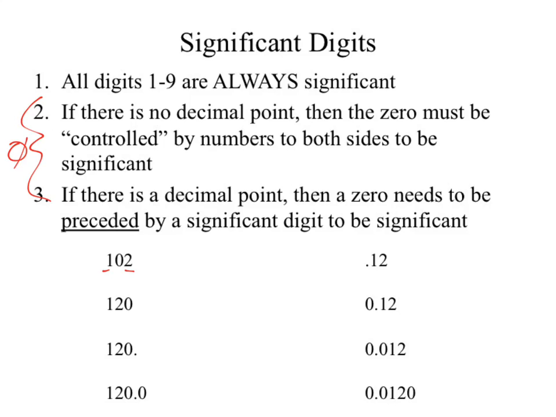As for the 0, how would we treat the 0? Well, we go back to our rules. If there is a decimal point, there isn't one. Or sorry, if there is no decimal point, there isn't one, so we're looking at rule number 2. Then the 0 must be controlled by numbers to either side. Well, we look to the 0 and look to the left. What do we have? A 1, which is a significant digit. We look to the right. Significant digit, which means the 0 counts as a significant digit, and we have 3.